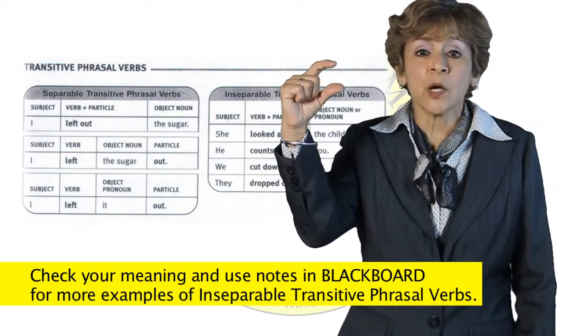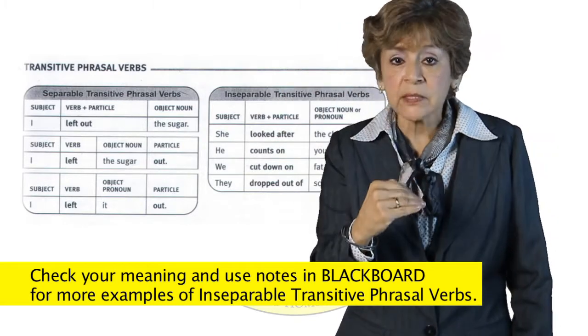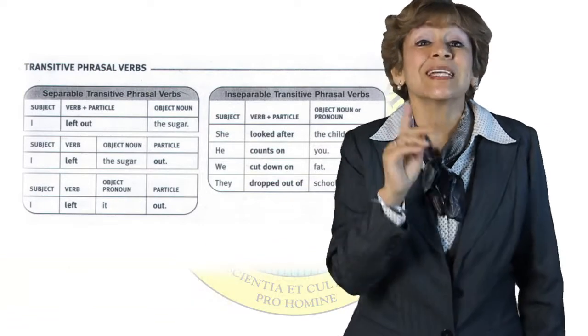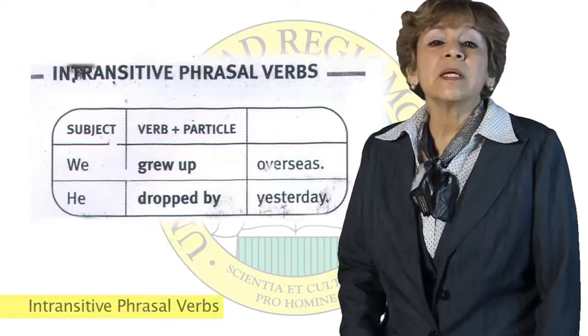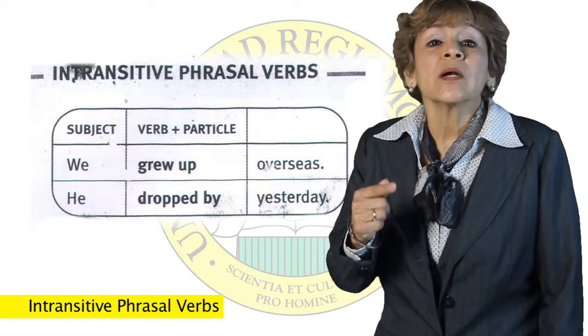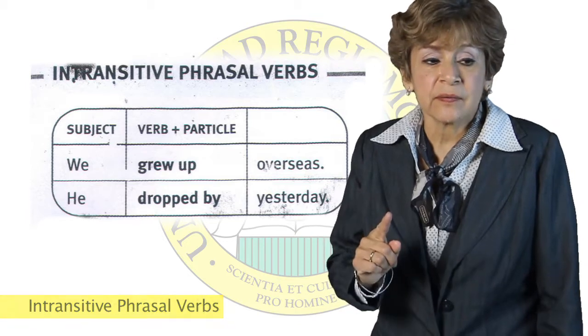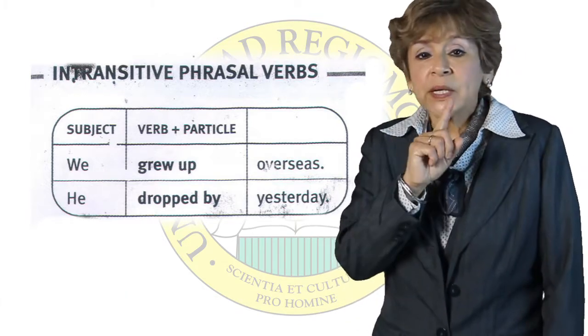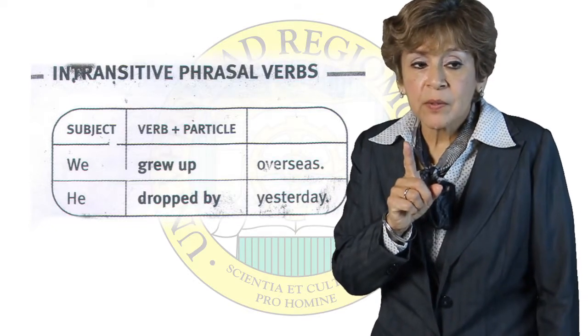In the meaning and use notes, there is another list with inseparable but transitive phrasal verbs. Call them exceptions, okay? At the beginning of the unit, I mentioned transitive. Now we are covering intransitive, okay? So intransitive means we cannot separate them, okay?